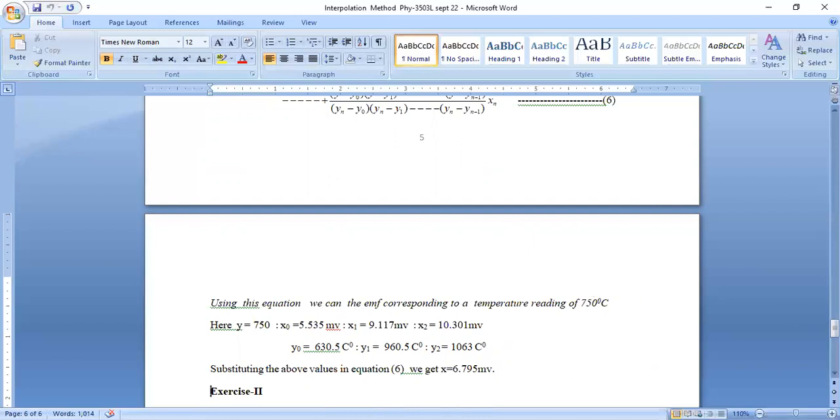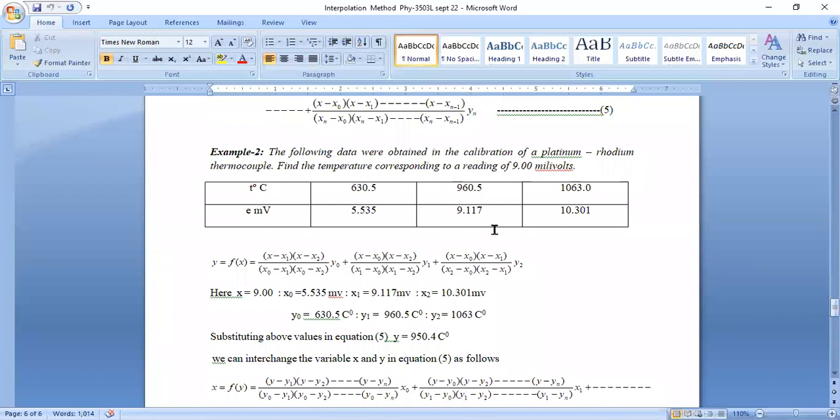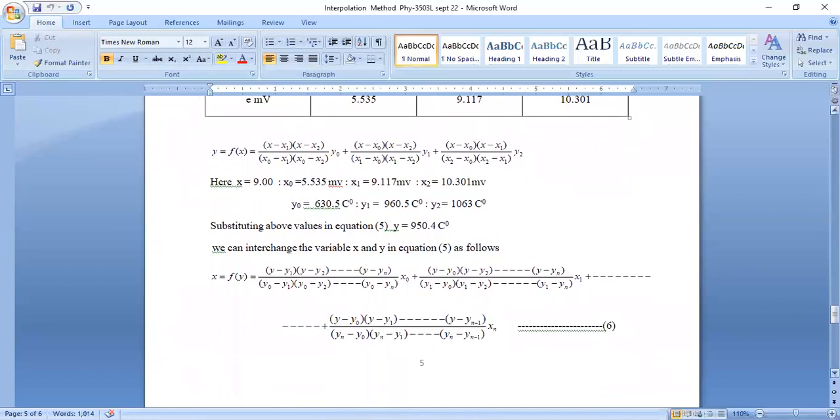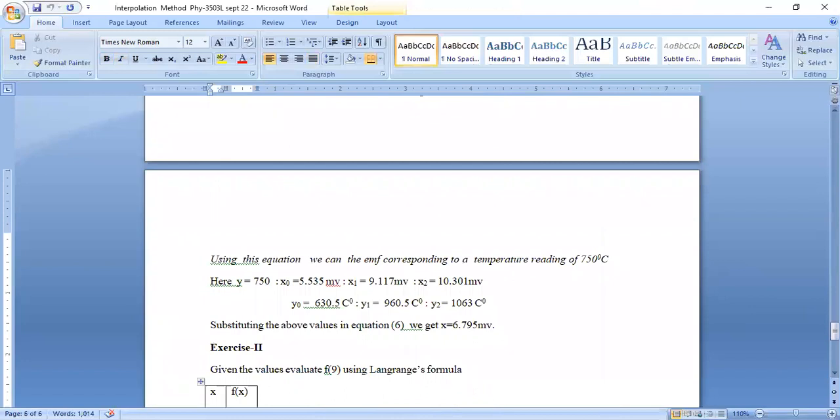In the previous problem, your value of X was the EMF, right? But now in this problem, your X is temperature. Here you want to find the thermo EMF corresponding to the temperature reading of 750 degrees. So now your X is not the thermo EMF, but the temperature of the junction. So this X is now 750.